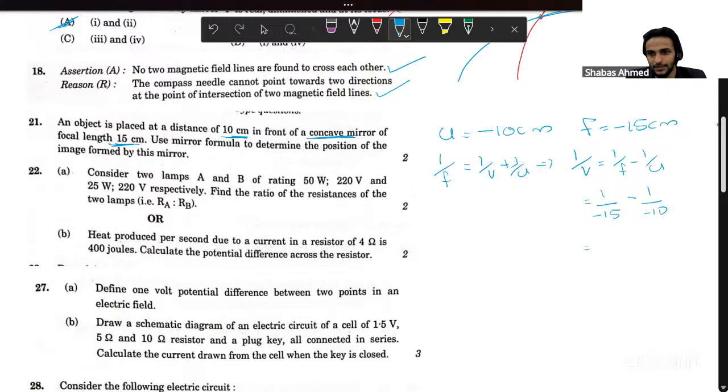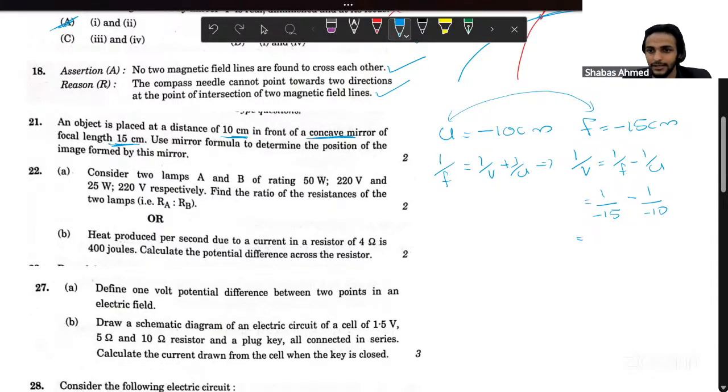I'm just cross multiplying here. You can take LCM, that's up to you. So I get minus 10 minus minus 15, right? Divided by, no, one minute. Yeah. So here I'm taking it as negative and negative will be positive. And here you just understand that the object is placed inside the focal length, so the V will be positive, because here you will get a virtual image, you know that.